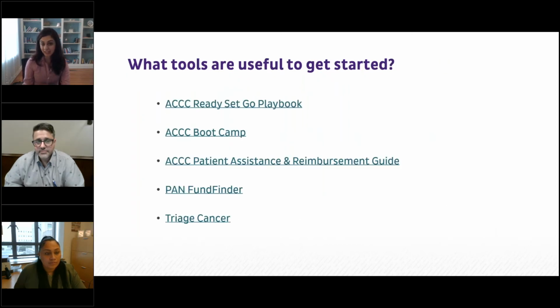That's very true. For the sake of time, I'll go ahead and just cover these materials. There's a ton of materials out there that are useful tools to get started. There's a handout saved in this GoToWebinar platform that attendees can download that has a list of these resources, as well as published journal articles about how to make a case for financial navigation within your practice or organization.